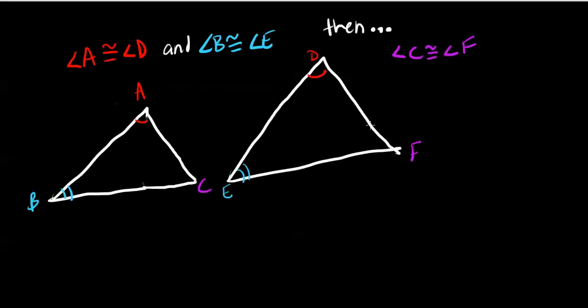The next theorem we're going to look at is theorem 4.1, called the third angles theorem. The theorem states if two angles of one triangle are congruent to two angles of another triangle, then the third angles are congruent. So here you can see that angle A is congruent to angle D, and angle B is congruent to angle E. So because of these two congruent angles, we can come to the conclusion that angle C is congruent to angle F.